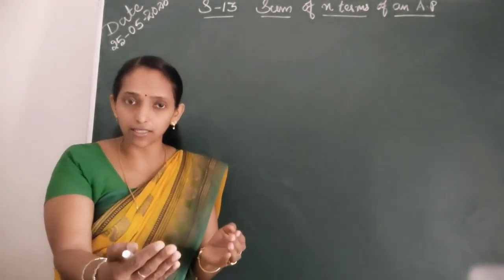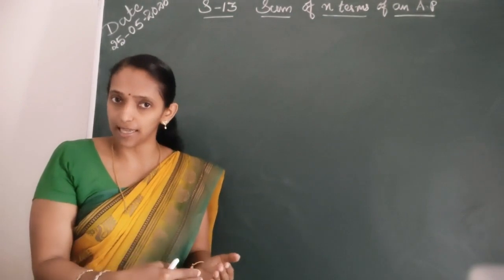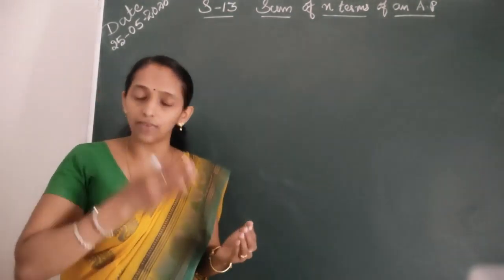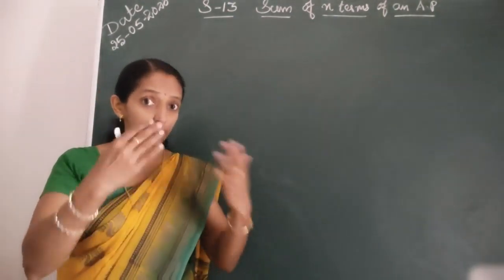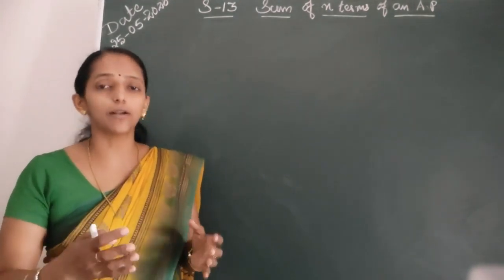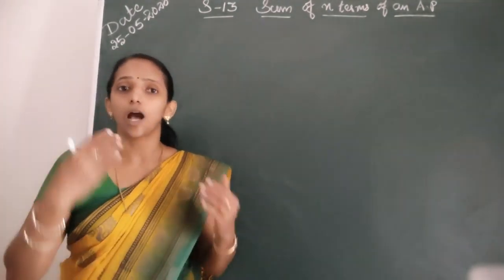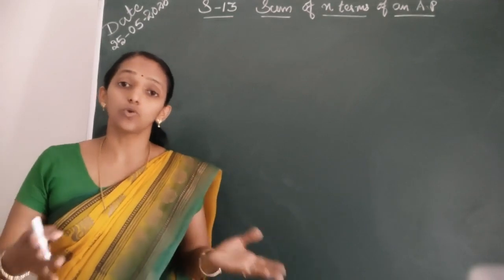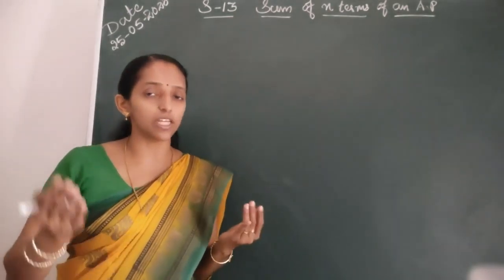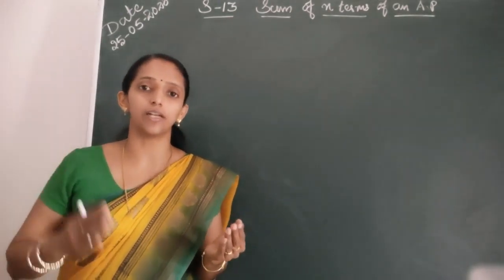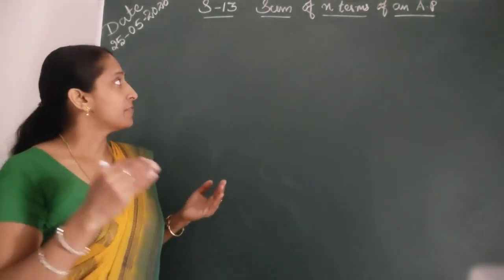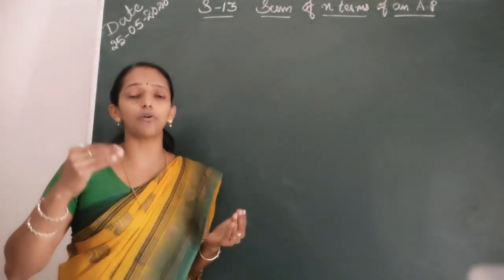If the nth term is given, we can calculate a. If the nth term is given, we can calculate the number of terms if other terms are given. The unknown, only one unknown quantity, how can we find out? Or two unknown quantities we were calculating by solving simultaneously. So today we are going to deal with the sum of n terms.